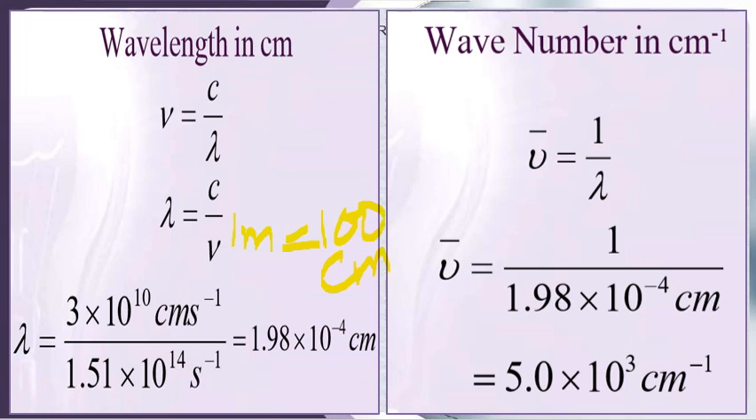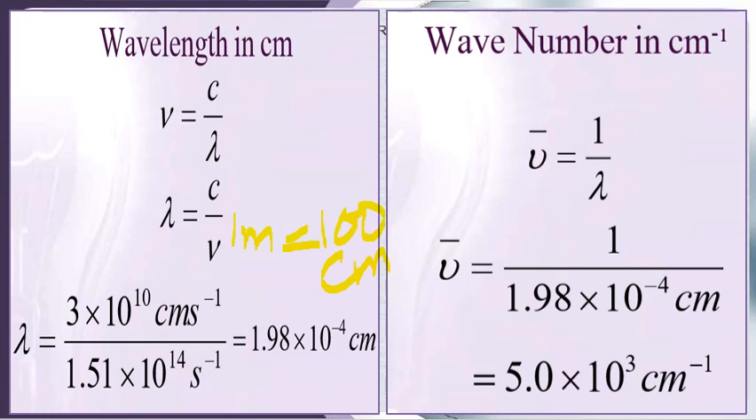And for wave number, as the value of lambda is in centimeter, here you have to use the equation nu bar is equal to 1 upon lambda. So 1 over 1.98 × 10 to the minus 4 centimeters. So the value will be 5 × 10 to the power 3 per centimeter.